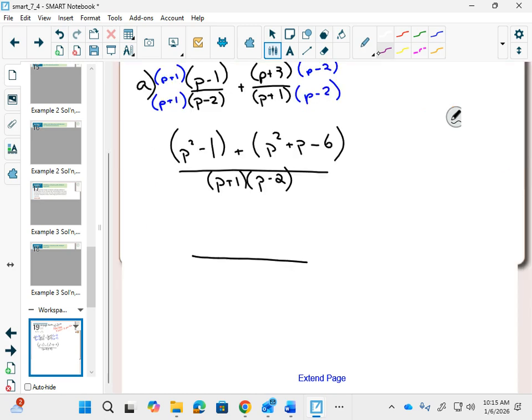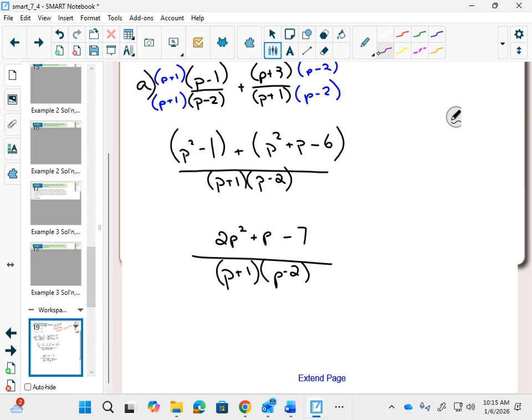Do I have like terms on the top? Yes, I do. So simplifying means combine your like terms. P squared plus p squared, 2p squared. I'd have plus p and minus 7.